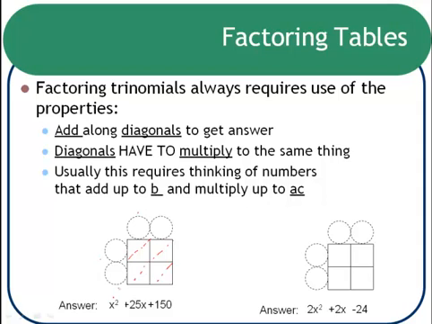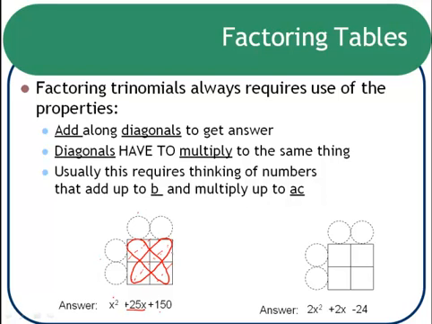So this x squared came from this box, and these 25x's came from this diagonal, and this 150 comes from this box. And it also takes advantage of the cross-multiplying property, that this diagonal and this diagonal have to multiply to the same thing. Now that's kind of key, otherwise we really can't make any progress in these problems.